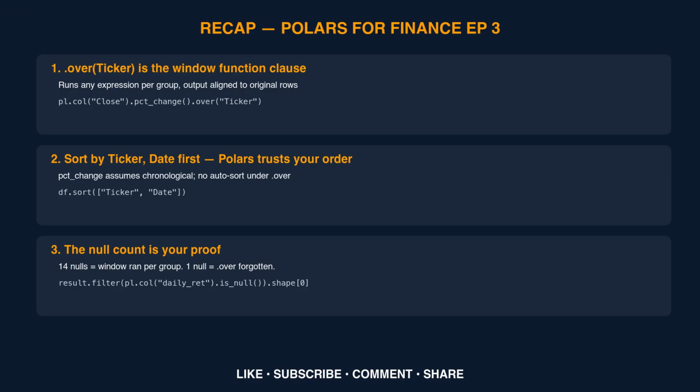Second, always sort by ticker and date first. pct_change assumes chronological order. Polars trusts your input. The sort is a one-time 20,000 row operation that takes milliseconds.